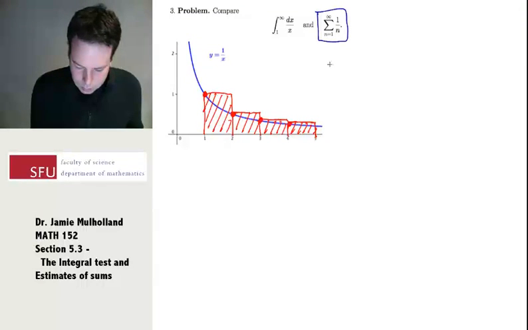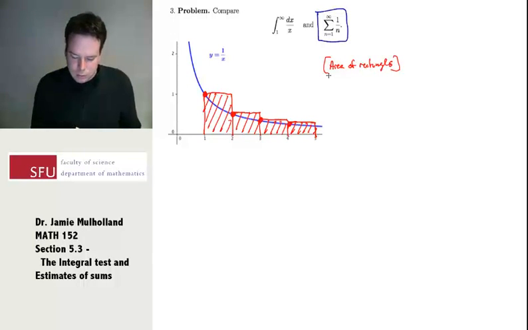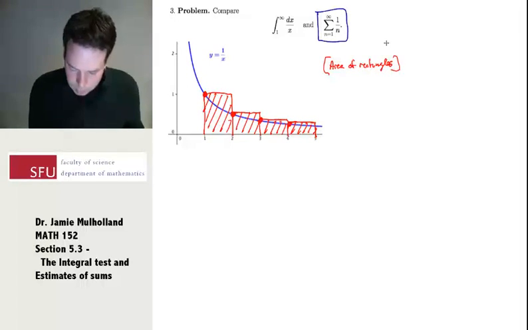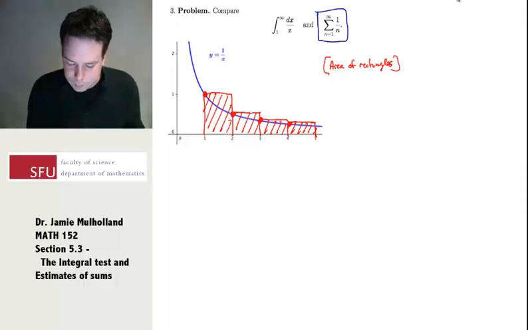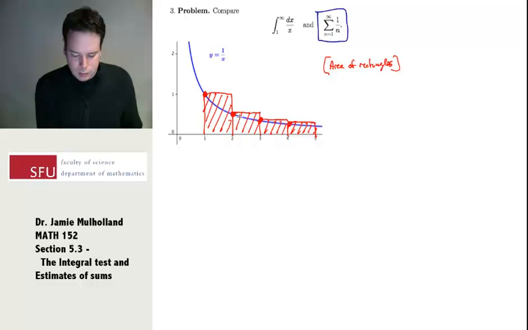Let's look at, first of all, the area of the rectangles. How do the areas of the rectangles compare with the area under the curve? Well, the rectangles are covering all the area under the curve plus some more stuff above, so we know that they have to be bigger than the integral from 1 to infinity of 1 over x dx.